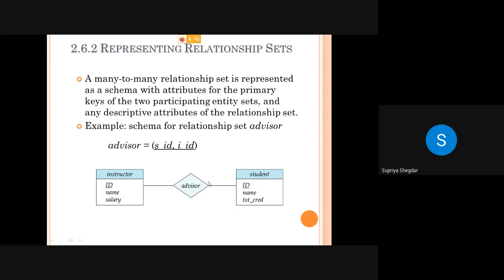So here we can include SID as the student ID, which is the primary key of the student, and we can include IID, the ID of the instructor, which is also the primary key of the instructor. So the advisor schema contains two attributes, which are nothing but the primary keys of both entity sets. If a many-to-many relationship is there, then we can add the primary keys of the two entity sets as attributes of the schema.